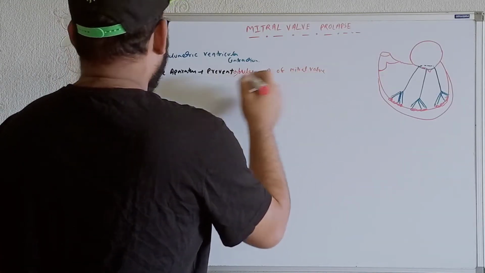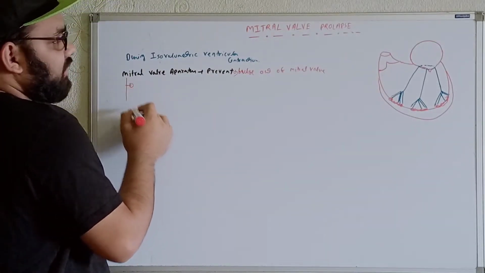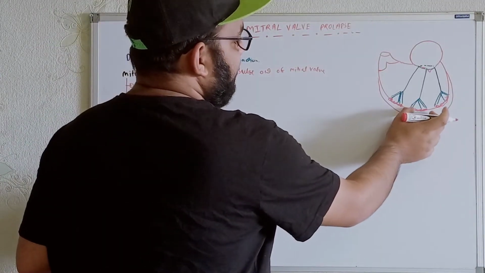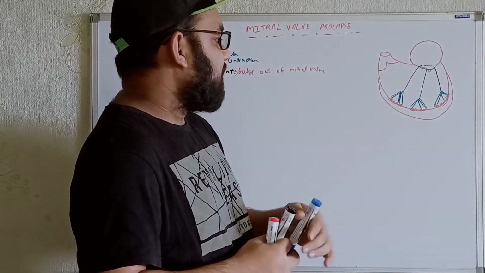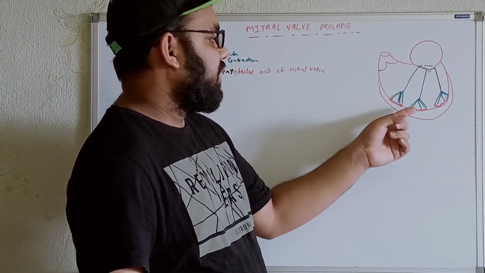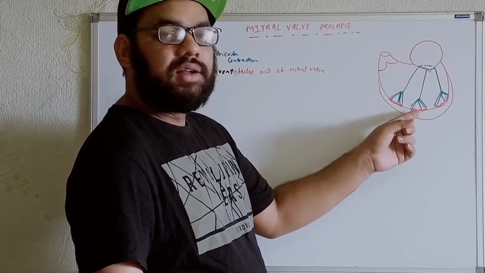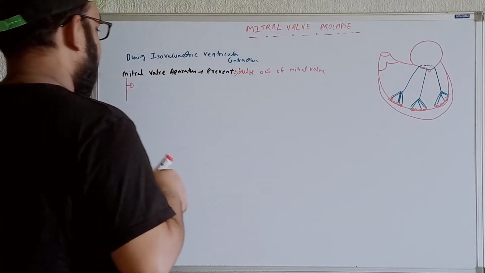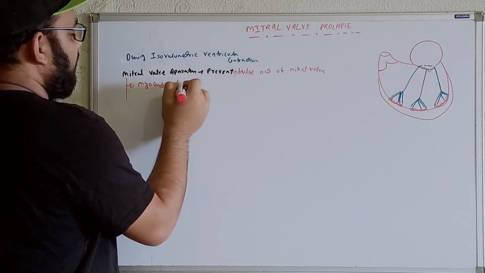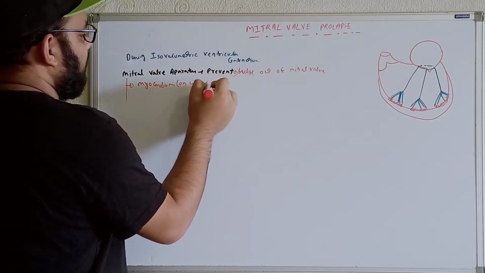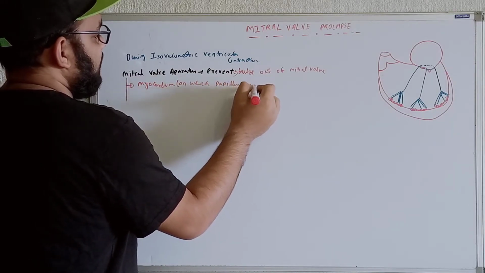Now, what are the components we'll get in the mitral valve apparatus? The first thing we can write over here is the myocardium part, on which the papillary muscles are attached. So within the mitral valve apparatus we'll get various components, but one of them, you can write it over here, is the myocardium on which the papillary muscles are attached.